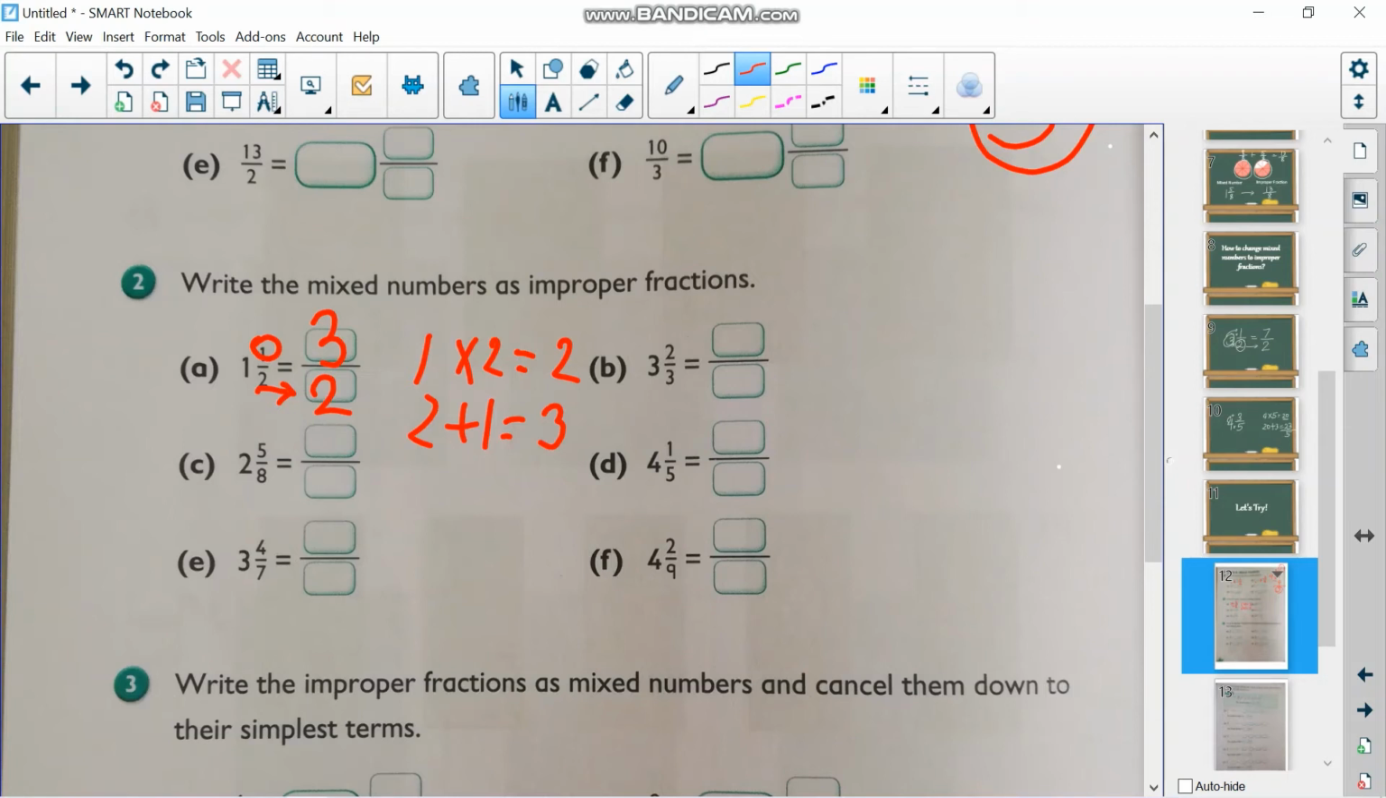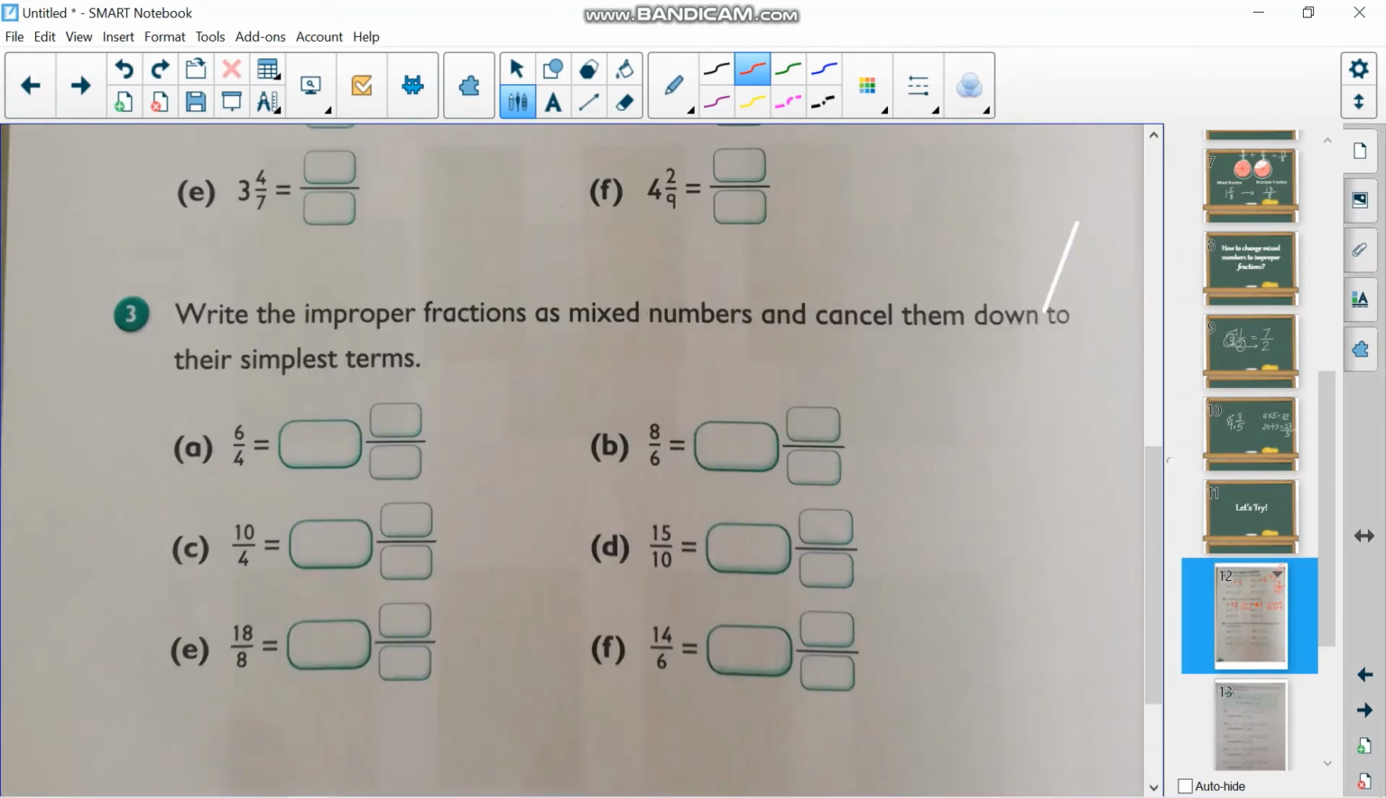So let's go to letter B. So again, you have to multiply whole number 3 and 3. Okay, so 3 times 3 equals 9. And then once you got the answer, you have to add 2, the numerator, this 2. So 9 plus 2 is equal to 11. Okay, so your numerator will be 11. And then just copy the denominator here. That is 3. So the answer will be 11/3 or 11 over 3. So continue answering from letter C to letter F.